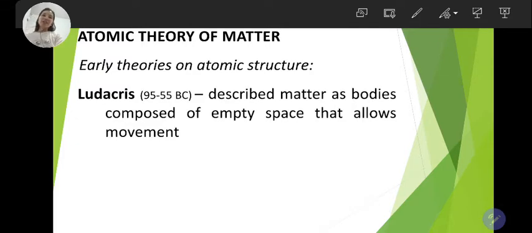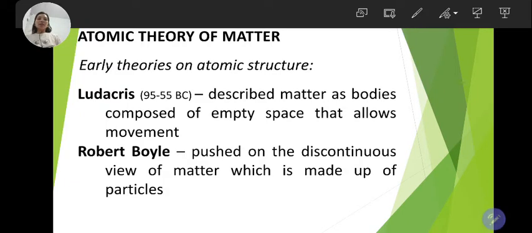And then Lucretius in 95-55 BC, he described matter as bodies composed of empty space that allows movement. And then came Robert Boyle. He pushed the discontinuous view of matter, which is made up of particles. So mayroon silang iba-ibang theory kung mapapansin nyo.